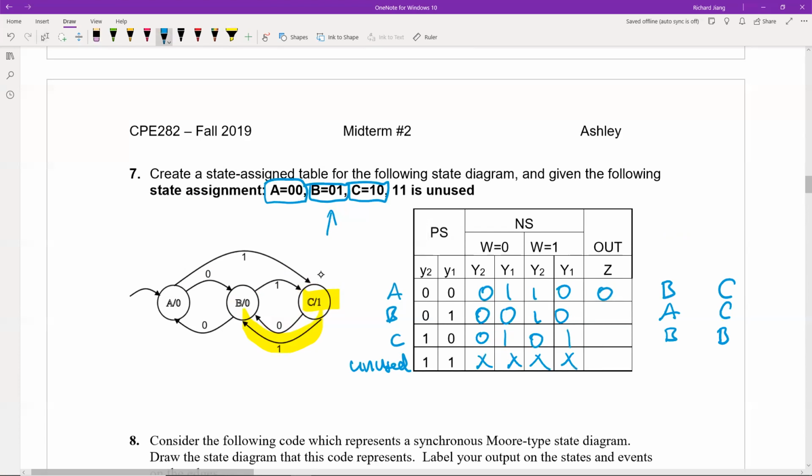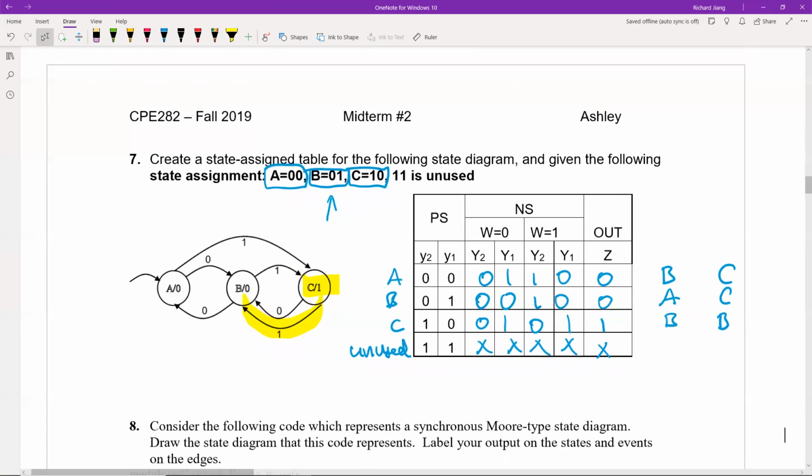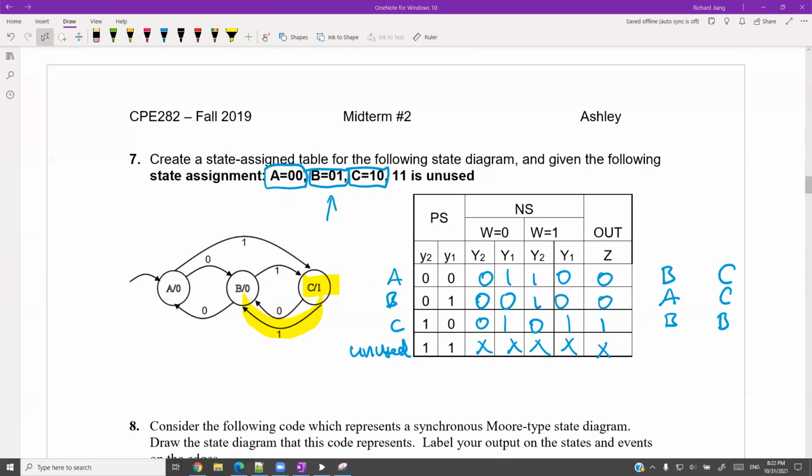If we're in B, the output, what'd you say? It's 1 for C, right? Yep. And then here's an X, or if we don't care. Now we're all done with this. Do you agree? That makes sense. Any questions? I don't think so on that one.